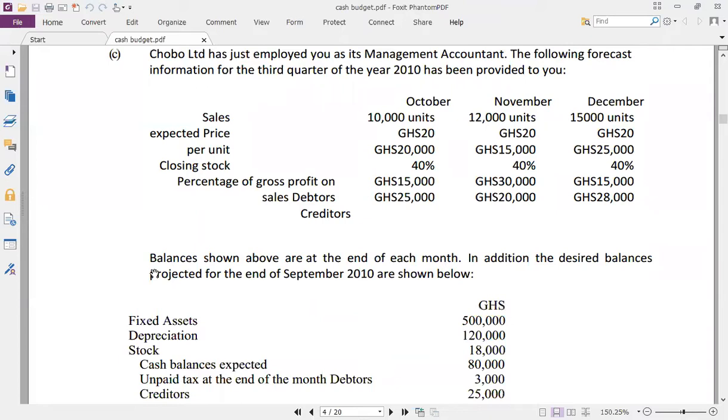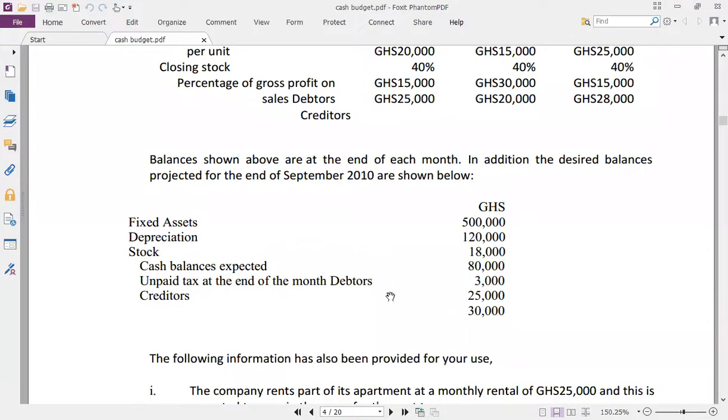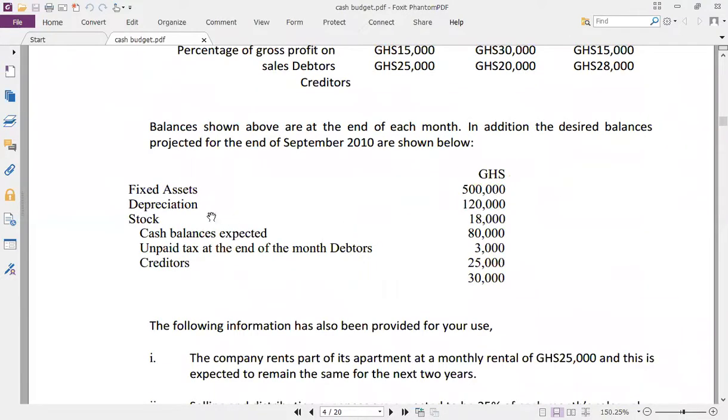Let's go. Balances shown above are at the end of each month. In addition, the reserve balances projected for the end of September 2010 are shown below. Fixed assets, the depreciation, stock, cash balances expected, unpaid tax at the end of the month, creditors.